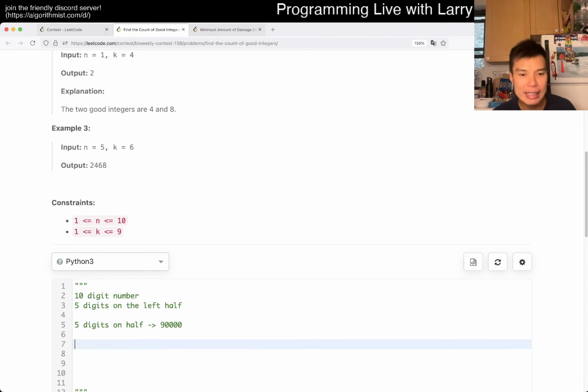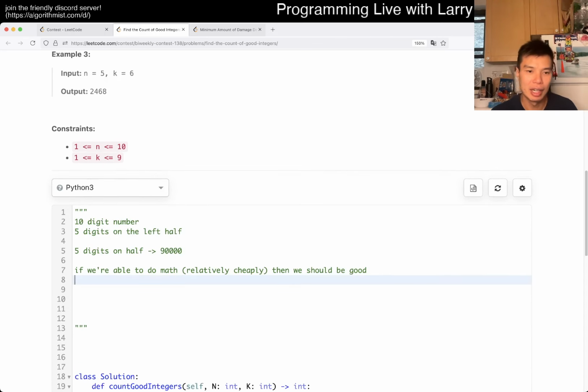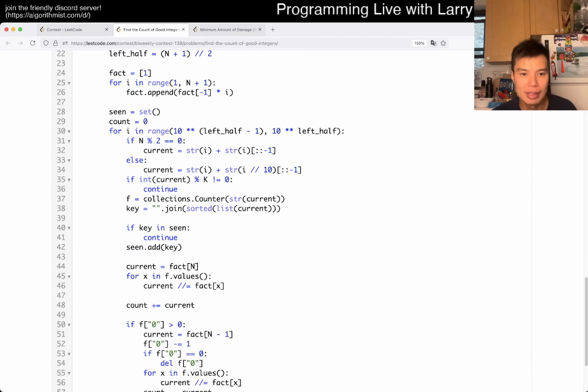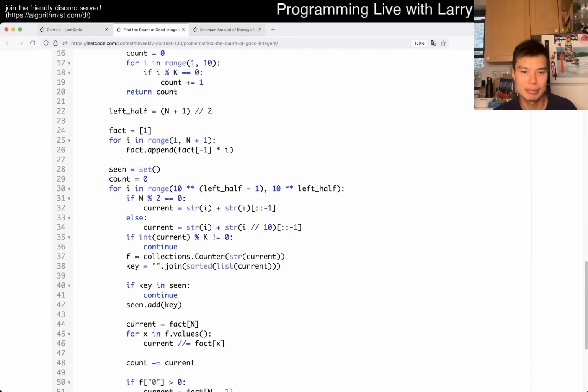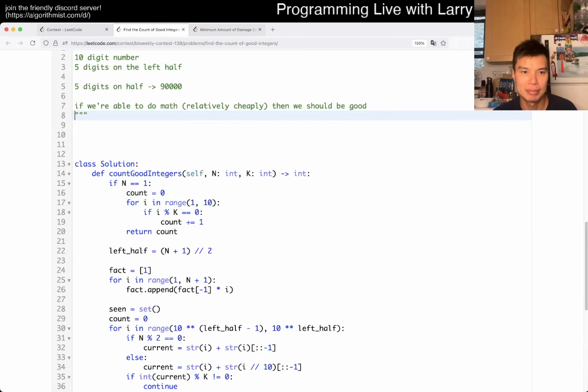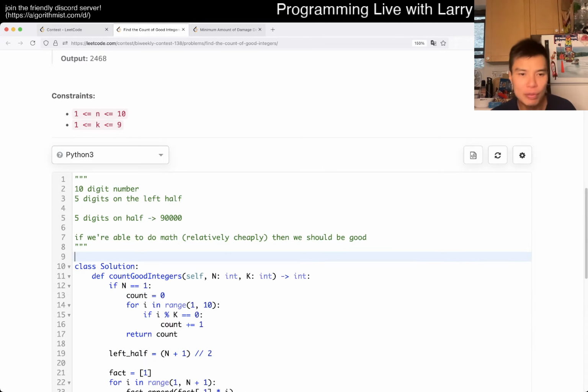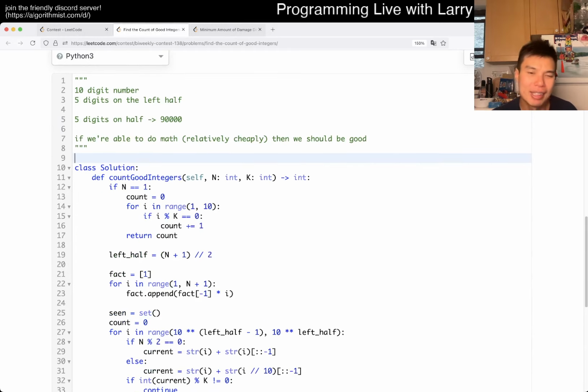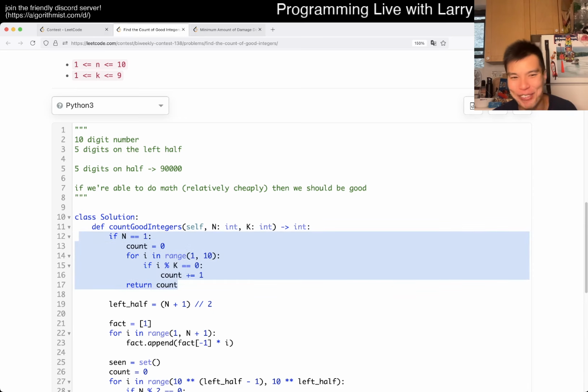Now, if we're able to do the math relatively cheaply, then we should be good. That's basically the idea: I just construct half of this, and then I have all these things. We'll work through some optimizations afterwards. The first thing I did was I didn't want to think about n is equal to 1, to be honest, so I just did an n is equal to 1 special case.